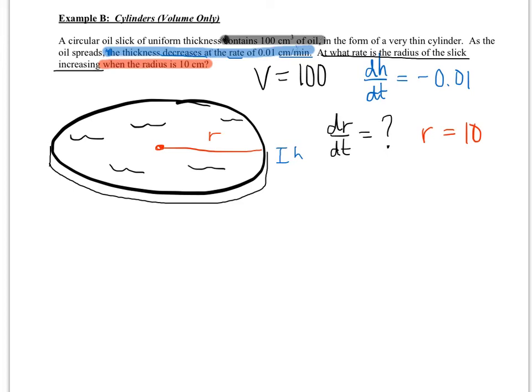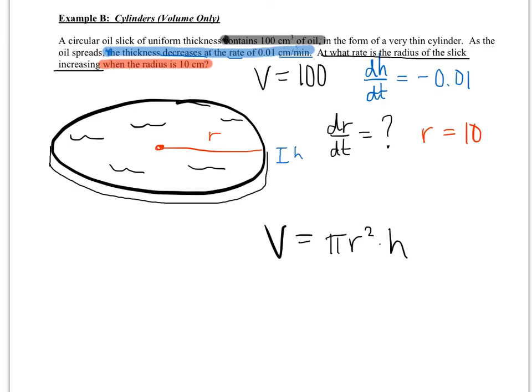So let's put all this together, and if you notice, this problem never said anything about surface area. This is definitely a volume situation. So what is our volume equation for a cylinder? That would be V equals pi r squared times h.